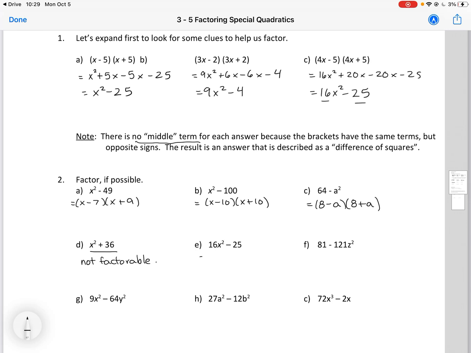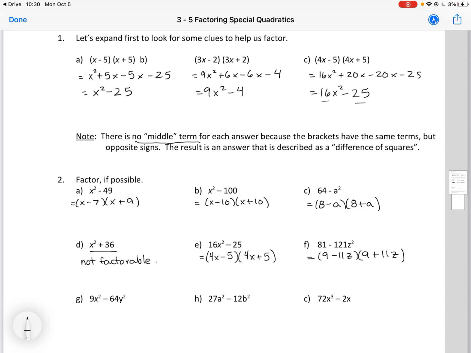Our next set of examples get a little bit more complicated, where we've got a perfect square and a coefficient in front of the x squared. So here, we're going to take the square root of that first number with the x, and then we're going to take the square root of the second number, and then we're going to replicate the bracket, but switch the sign. Same thing here. Take the square root of the first number, take the square root of the second number, and then replicate the bracket, but switch the sign.